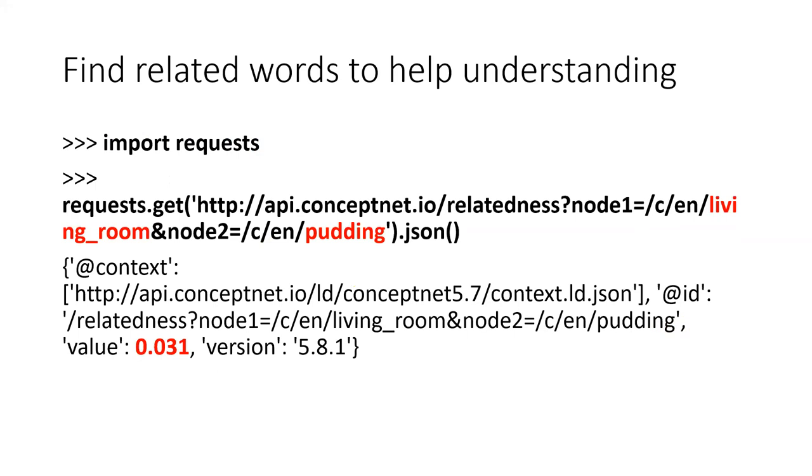So, okay, let's go back to this poor smart device. Could we have used this kind of network to help with that? So I put in living room and pudding, and I get back a value of 0.031. They're not related at all, or if so, very distantly, probably because they're both inanimate objects. Now, obviously, a smart device has also got to deal with speech recognition. But once the recognizing has been done and the information is in textual form, then yes, you could, in theory, try and plug in this kind of thing, a disambiguation for a smart device or for a piece of text.